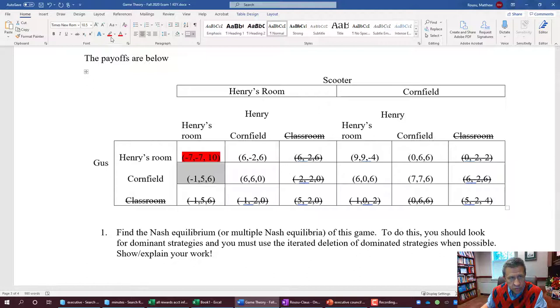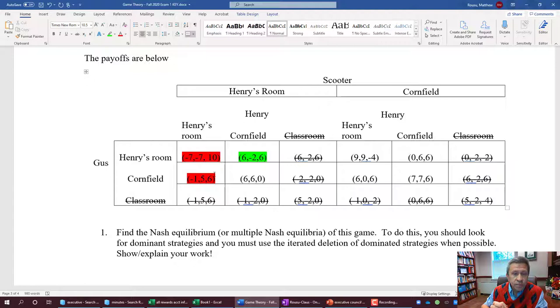Up here, 6, negative 2, and 6. Okay, well, Gus has no incentive to change. Henry does not want to change to go from negative 2 to negative 7. And Scooter does not want to change from 6 to 6. A couple of them are ties. But ties are okay. A Nash equilibrium occurs when nobody has an incentive to change their choice. If it's a tie, you don't have an incentive to change your choice. So that is a Nash equilibrium in this game.